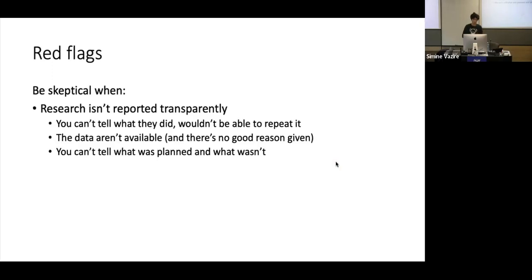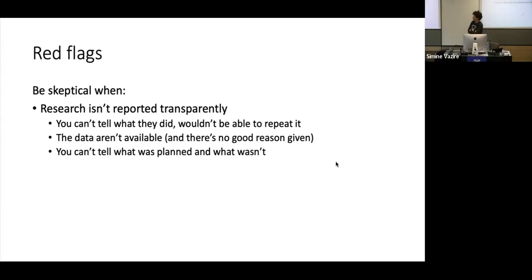Okay, so to summarize, I would say be skeptical when research isn't reported transparently. So if you can't tell what they did, or a researcher with the resources wouldn't be able to repeat what they did from scratch. If the data aren't available and there's no good reason given, and again, we talked a little bit about what counts as a good reason, like if it's proprietary data, maybe they really are bound by that, so at least that's a reason. Sometimes there are good ethical reasons why data can't be shared.